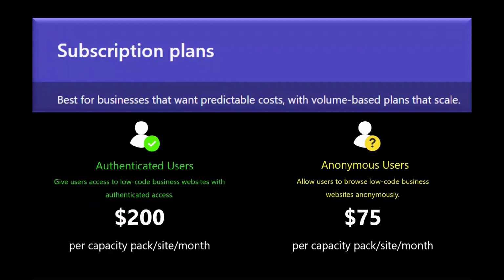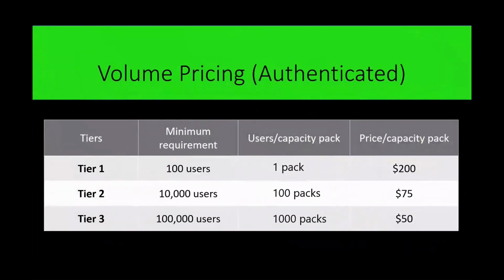Because $200 is the price per capacity pack, you have to purchase the portal license in the form of capacity packs. Same for the authenticated user and same for the anonymous user. For anonymous user, you have to pay $75 per capacity pack per site per month. Now per capacity pack, how many users you get, you can understand by this picture. For authenticated user, in one capacity pack, you get 100 plus users. And for that you have to pay $200.